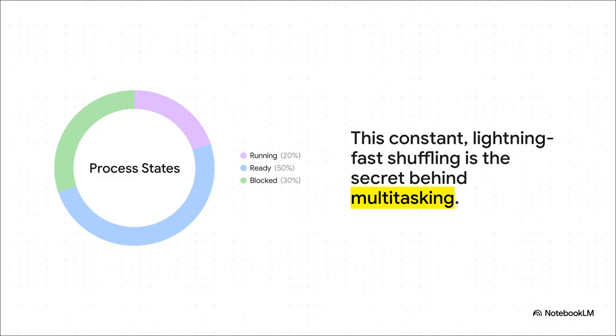And let me tell you, the OS is an absolute master at juggling all these citizens. At any given second, some are running, they're actively working. Others are ready, just lined up and waiting for their turn to use the processor. And then you have some that are blocked. Maybe they're waiting for you to type something or for a file to download. This crazy, super fast shuffling act, that's the secret sauce behind multitasking.